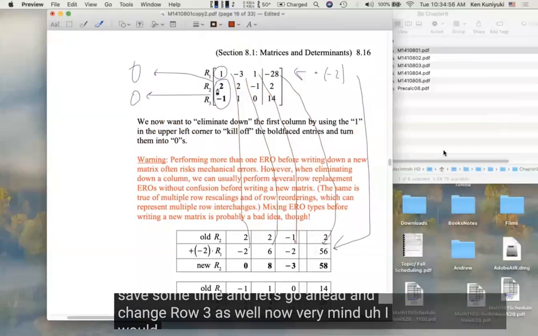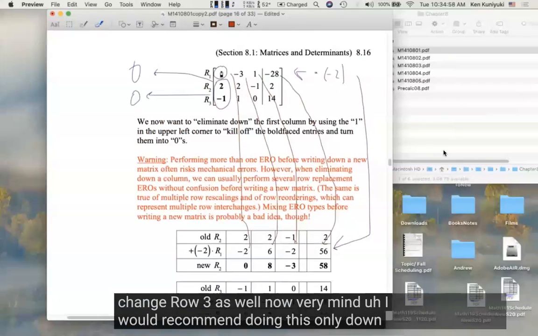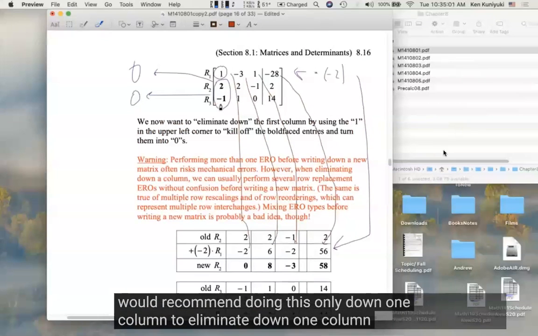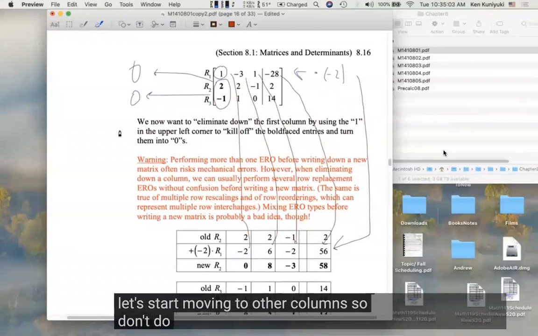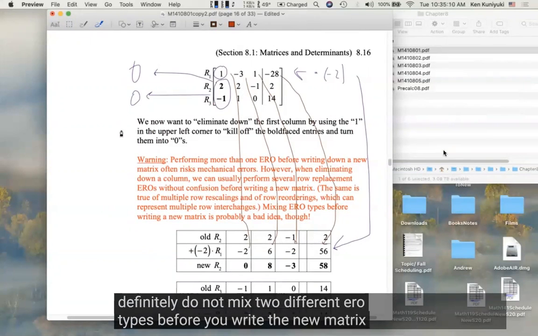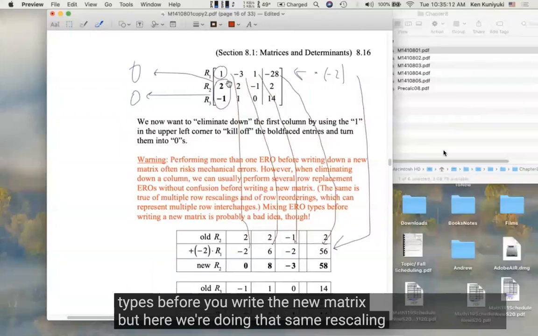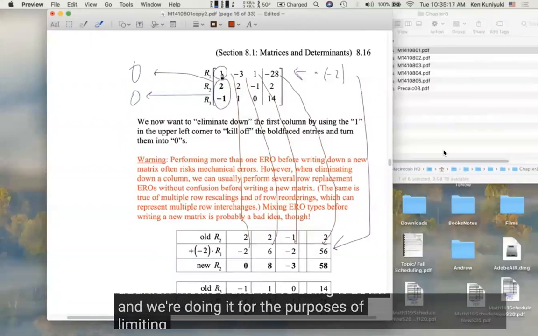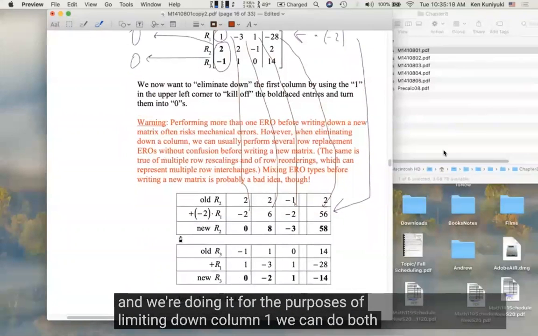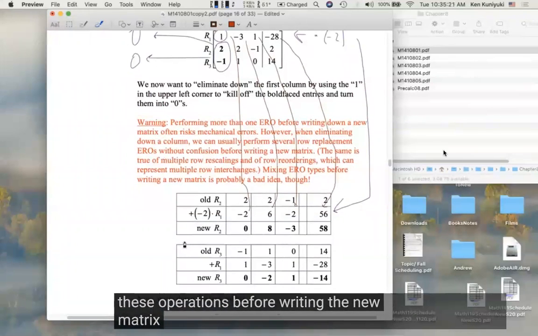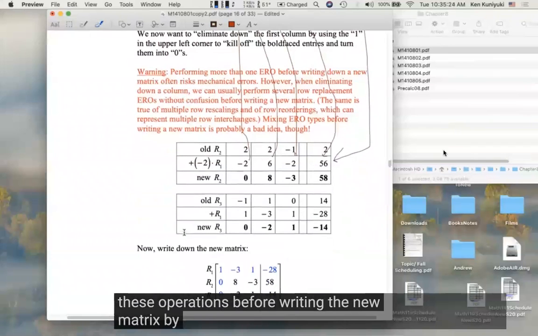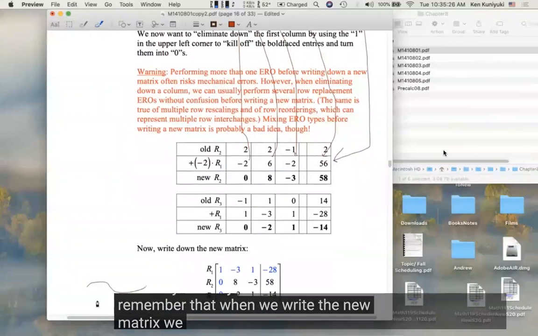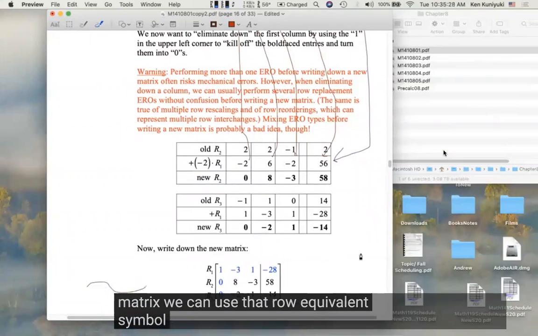Now, bear in mind, I would recommend doing this only down 1 column, to eliminate down 1 column. Don't start moving to other columns. So don't do too much at once. And definitely do not mix 2 different ERO types before you write the new matrix. But here, we're doing that same rescaling addition method, and we're doing it for the purposes of eliminating down column 1. We can do both of these operations before writing the new matrix. By the way, remember that when we write the new matrix, we can use that row equivalent symbol.